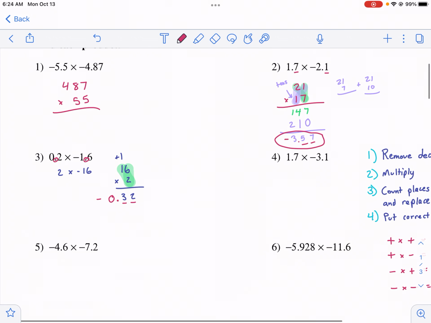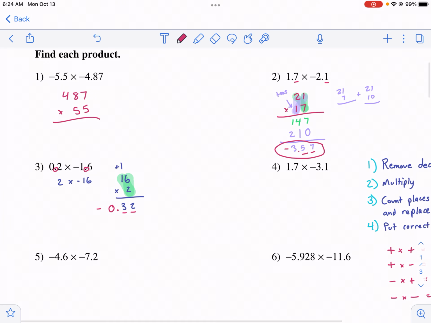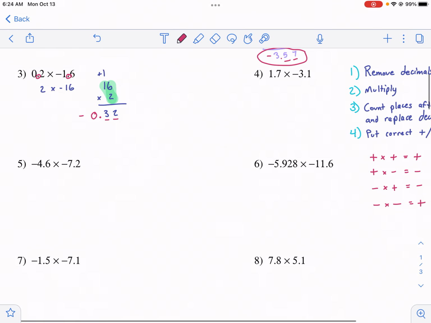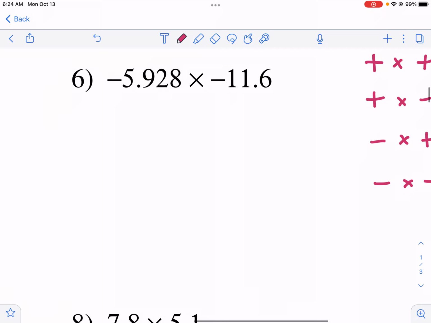Let's move on to, I would do number 1, but I already set that one up. So we might as well skip down to one that looks pretty difficult. Let's jump down to number 6. For number 6, I have 5.928 times 116. I'm going to remove that decimal. And then here's my new problem.